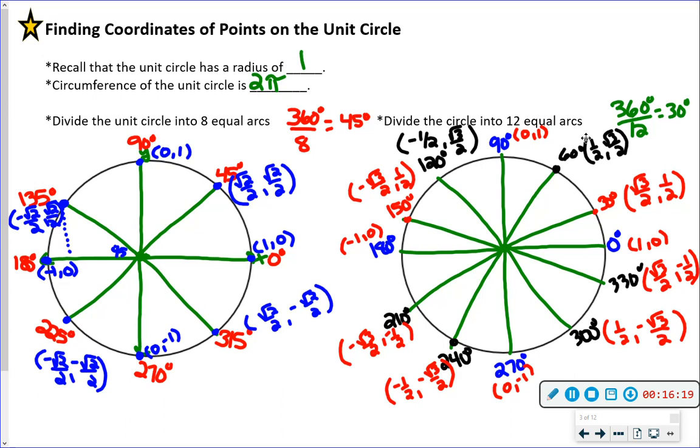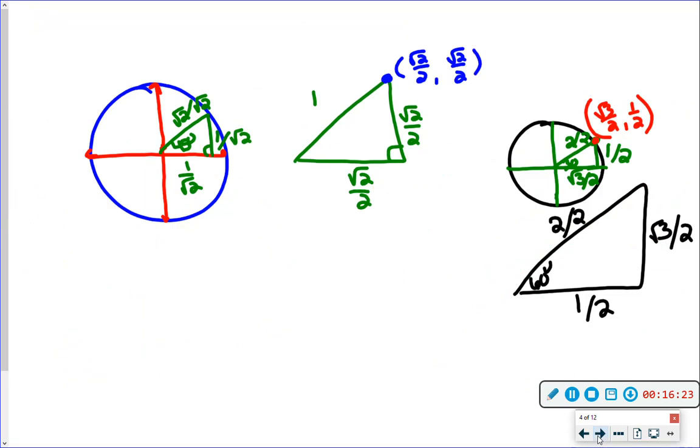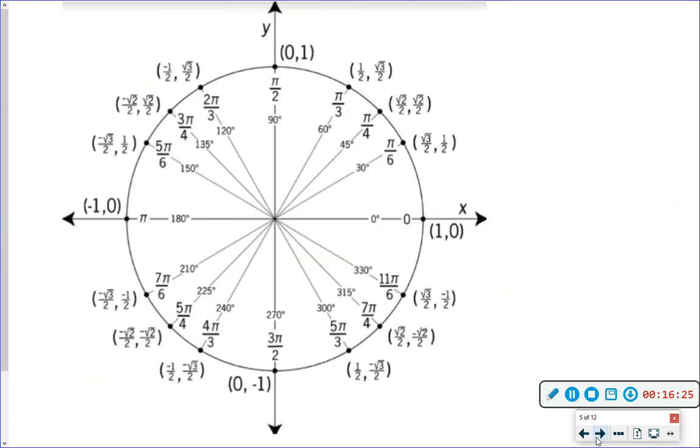Now, to make your lives easier, let's get rid of my drawings. Take a look at this nice computer generated picture, not my hand drawing, where it has everything for you. You're welcome. I like you. So you can see it's got your 30, your 45, your 60, your 90, everything on there, all of the ordered pairs on there.